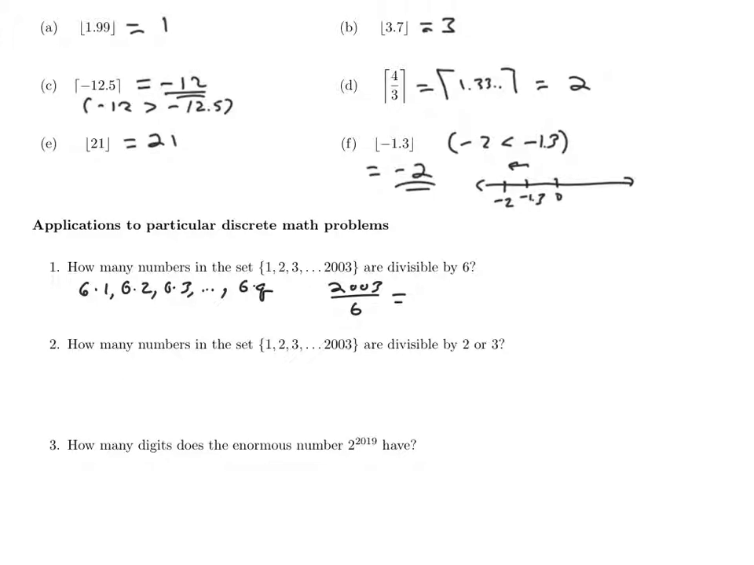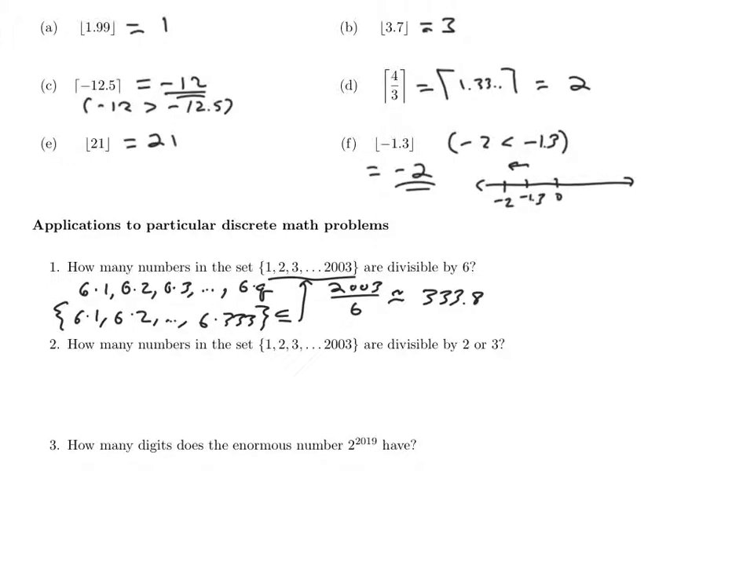Yeah, so this is 333.8, more or less. And so what that tells us is that if we write 6 times 1, 6 times 2, up to 6 times 333, all of those numbers will be inside of this set. But if I do 6 times 334, it won't be.